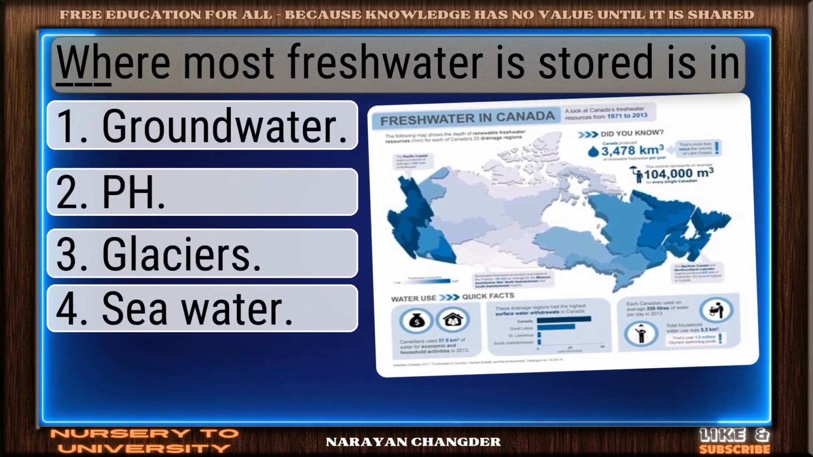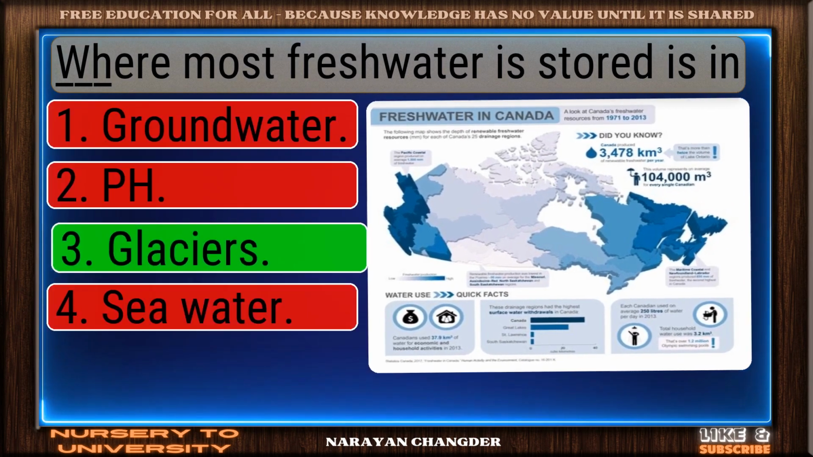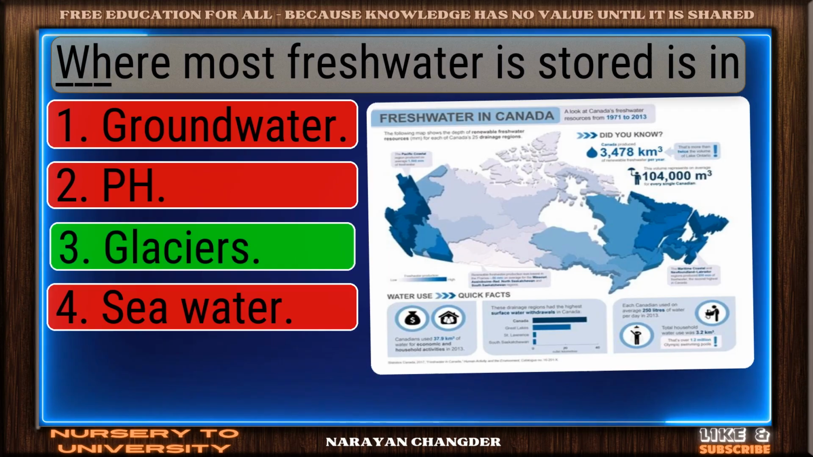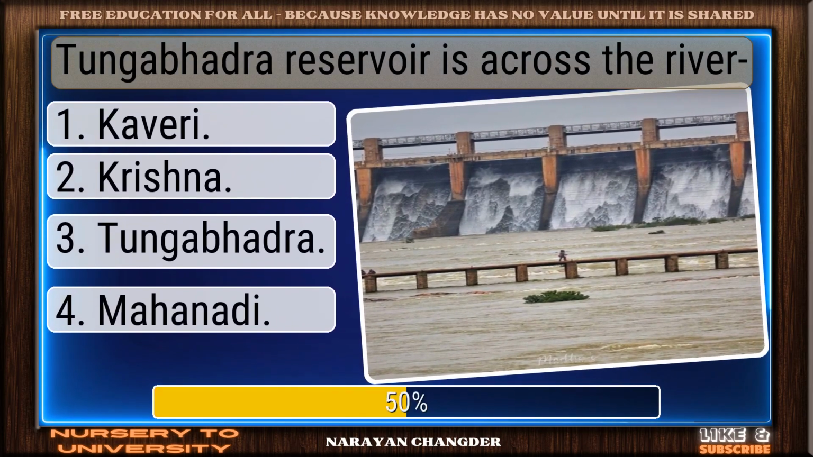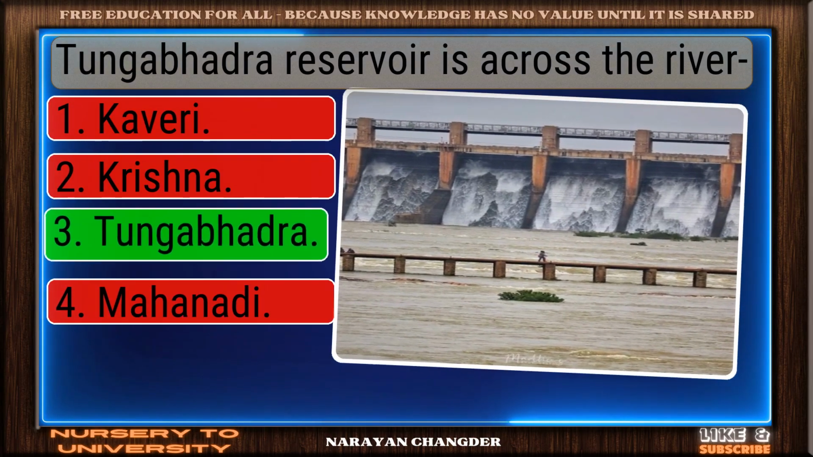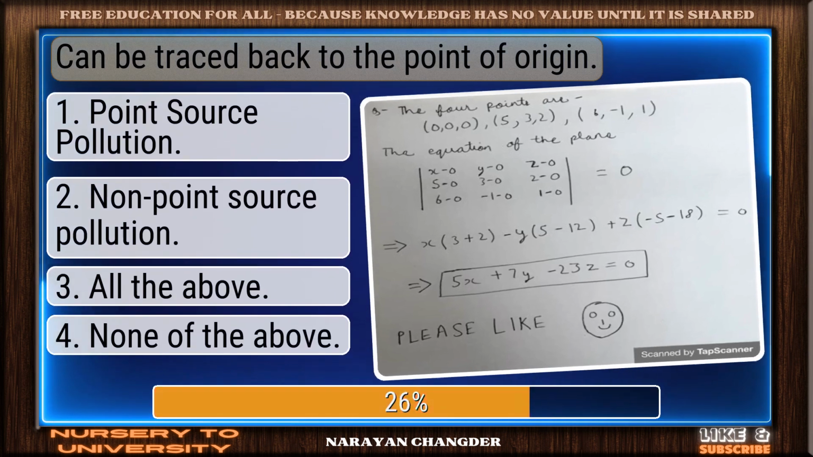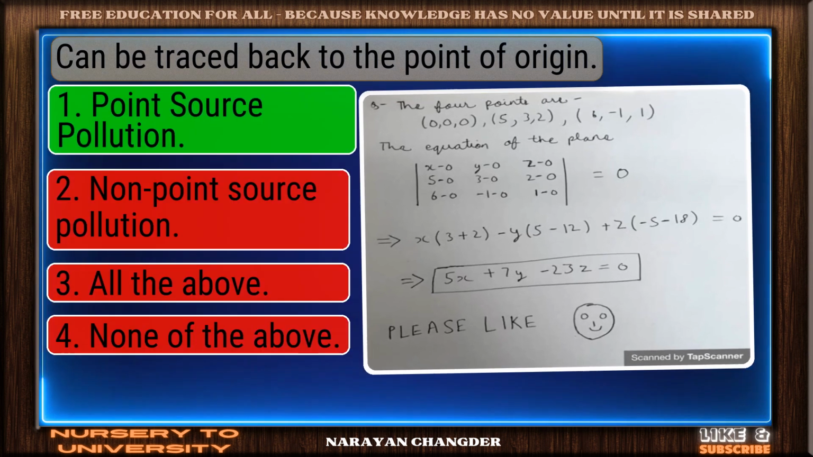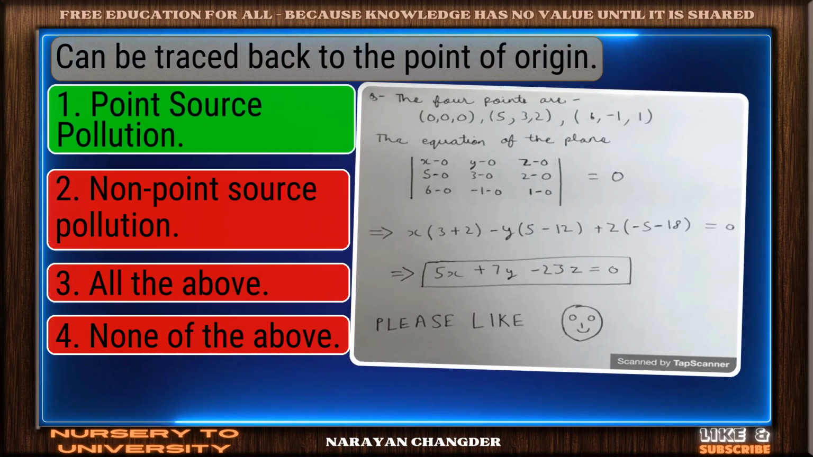Where most freshwater is stored is in dash. Clear logic. Glaciers is sound. Tungabhadra Reservoir is across the river. Well done. Tungabhadra is right. Can be traced back to the point of origin. Well picked. Point source pollution is correct.